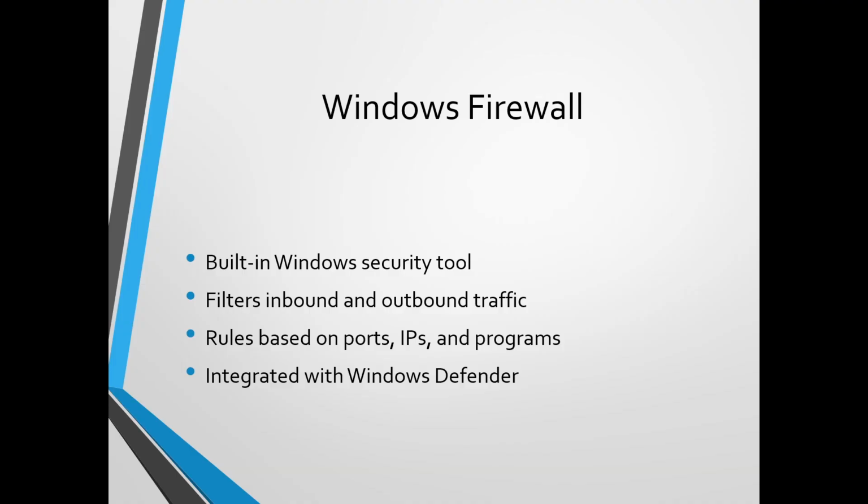An example can be like you could block everything except web traffic on ports, let's say ports 80 and 443, and only allow certain programs to connect to the network or connect to the internet. It also works together with Windows Defender, which adds another layer of security against any viruses or attacks.